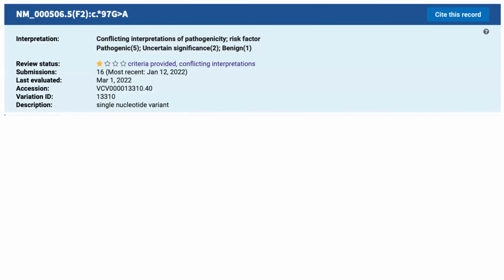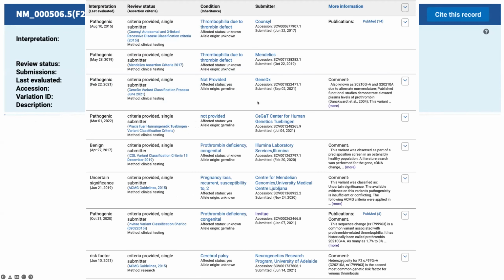All right, so this is the first one. We're going to start sort of easy and get a little bit harder. So this is the factor 2 variant, also called the prothrombin variant. And you can see that there are a little bit of discordances in ClinVar. If you look in a little bit more detail, people call it a range of different things, from benign to VUS to pathogenic to risk factor.